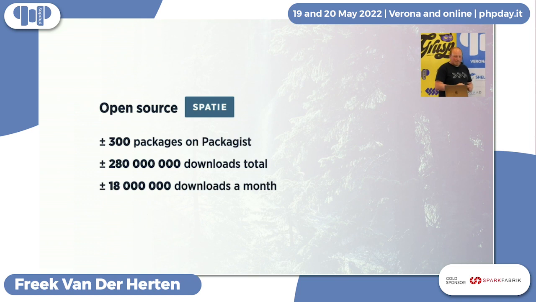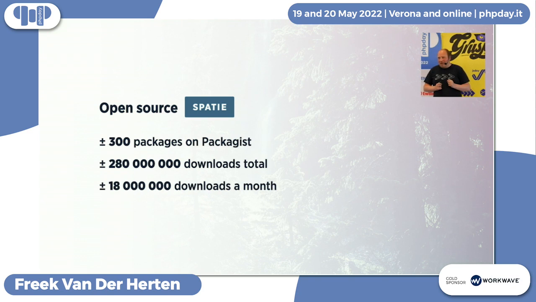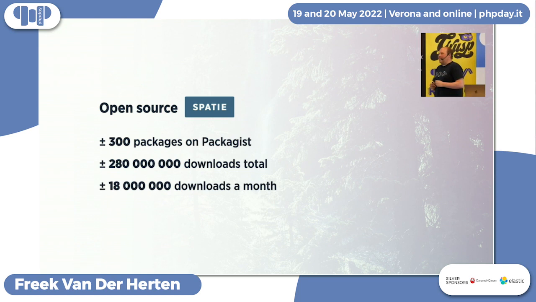Now, before heading into the talk, I want to say a few words about our open source efforts that we do at Spacy. We currently have 300 packages registered on Packagist. They have been downloaded 280 million times, and they are being downloaded 18 million times a month. And if you know that our team is less than 10 people, then I hope that you agree that we can be proud of this.